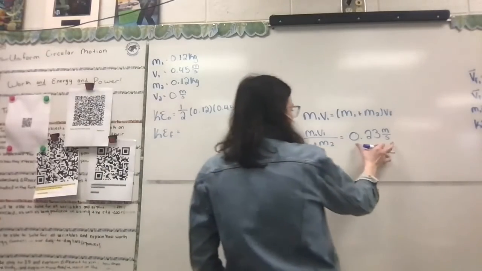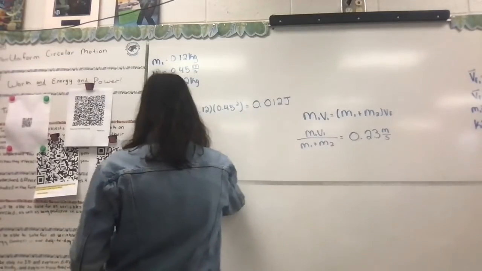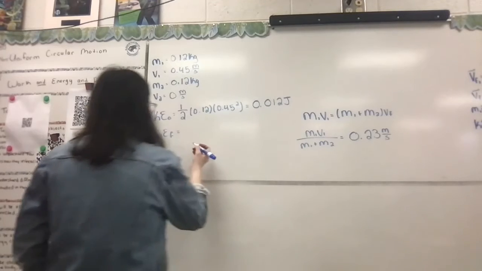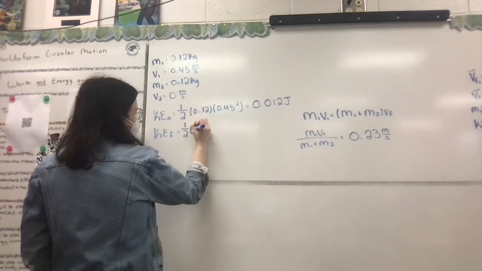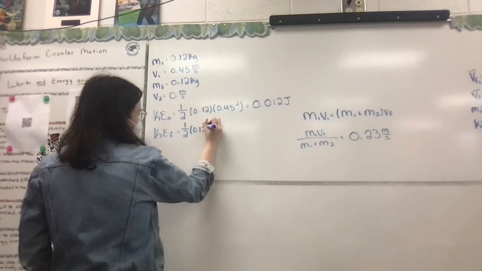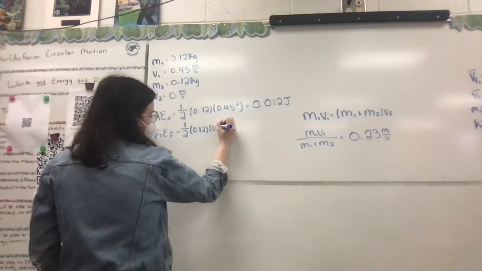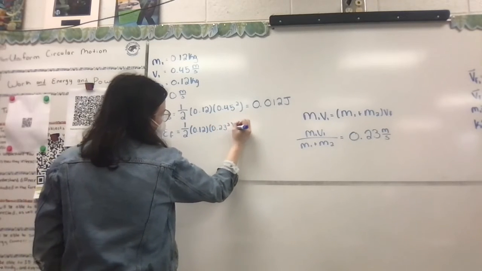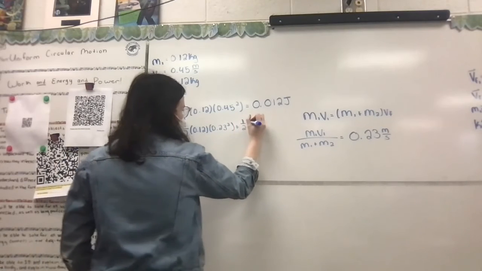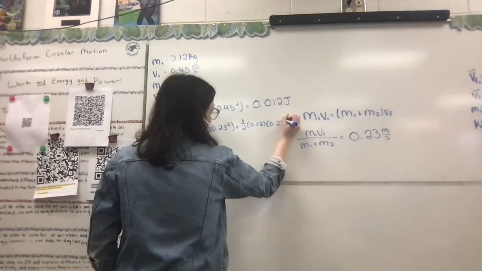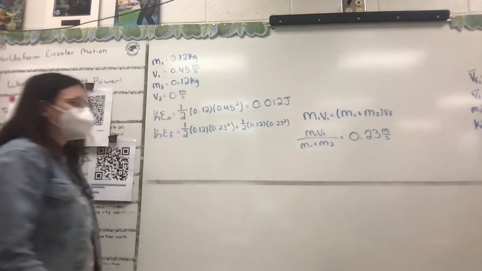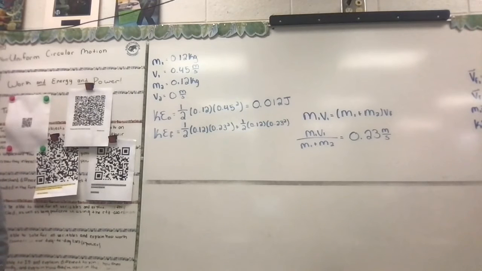Okay. Now that we have this, can we solve for our final kinetic energy? Yep. So now we have to add the two together. So we'll have 1/2 times m1, which is 0.12, times our final velocity, which is 0.23 squared, plus 1/2 times our mass 2, which is 0.12, times our final velocity, which is 0.23 squared. Since they have the same mass and velocity, there is a way that you can simplify this, but you don't have to. If you just type it in like that, it's okay.